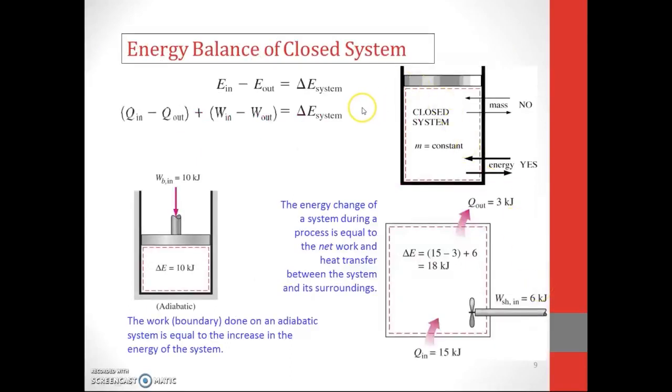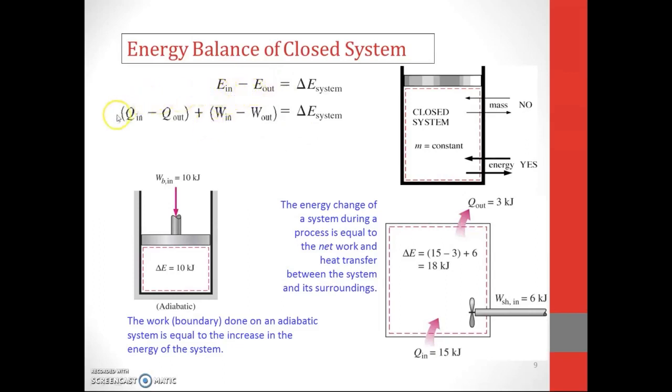Okay, energy balance of closed system. E in minus E out equals delta E system. So, E in is actually equal to Q in minus Q out. Q in, the total energy is the total of Q plus work. We will discuss later how the equation goes from here to here, okay?